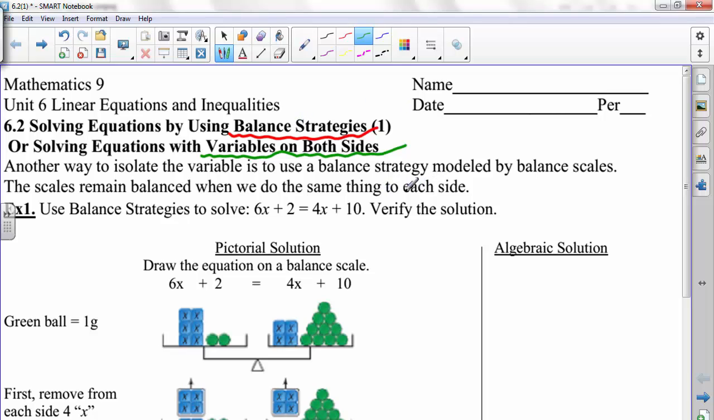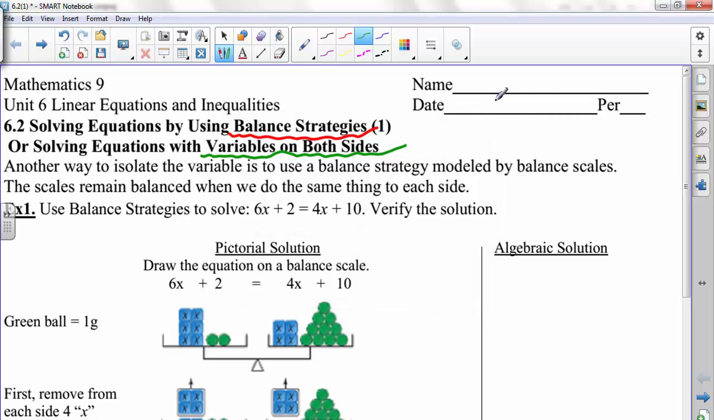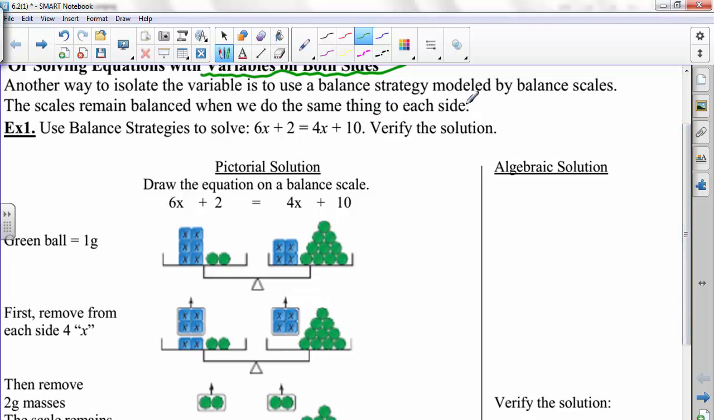The balanced strategy is a very good method to isolate the variables from the constants. This method, or we can say this strategy, usually is modeled by the balanced scales. The scales remain balanced when we do the same thing to each side. If you still have trouble understanding this, we will understand this concept by solving the first example.